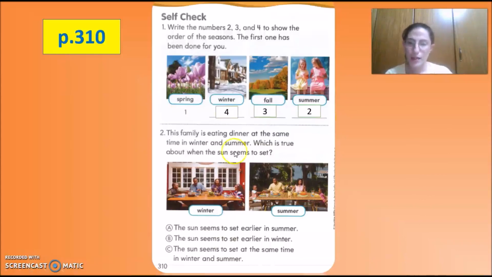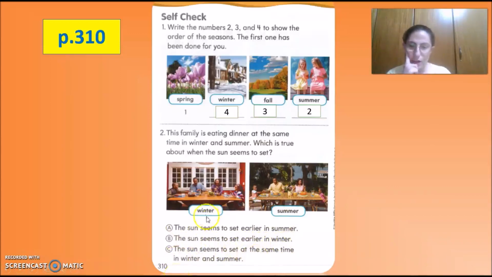Number 2. This family is eating dinner at the same time in winter and summer. Which is true about when the sun seems to set? Now we have winter and we have the summer. A. The sun seems to set earlier in summer. B. The sun seems to set earlier in winter. C. The sun seems to set at the same time in winter and summer.